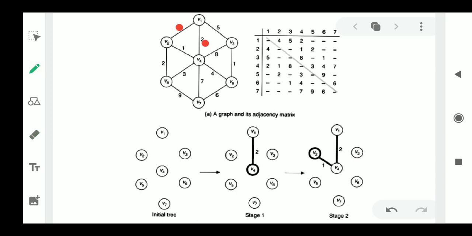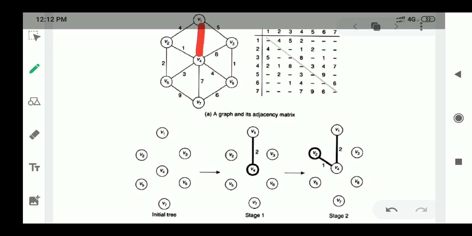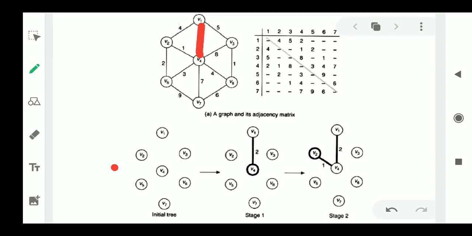Among them 4, 2 and 5, among these things we will select the least cost weight. When compared to all, here V1 to V4 is the least cost weight. That's why I have selected that one, and I have taken this. I have connected this here.